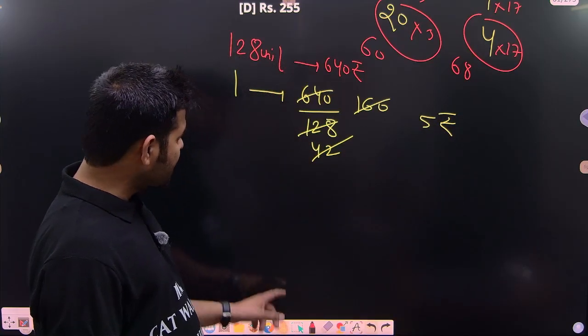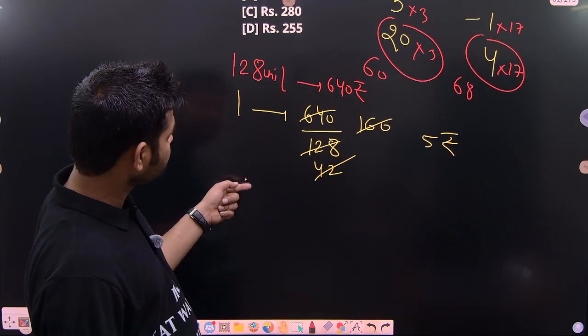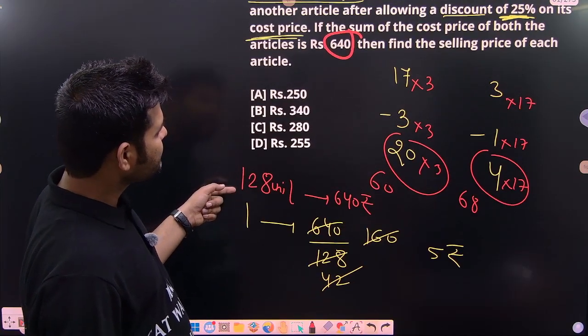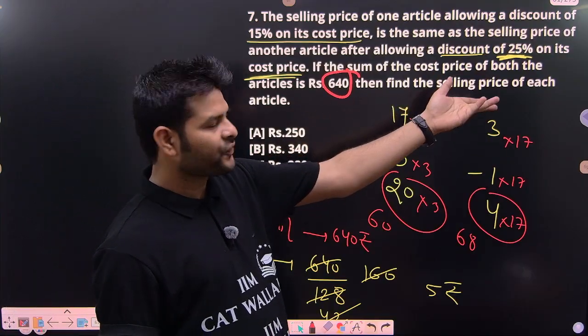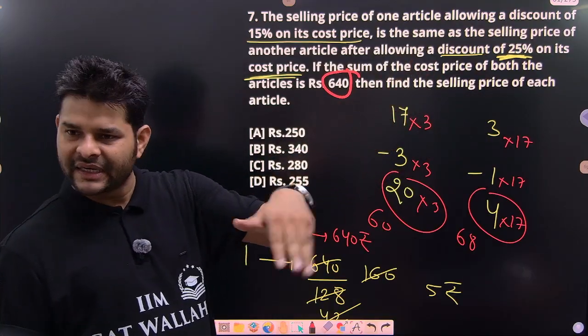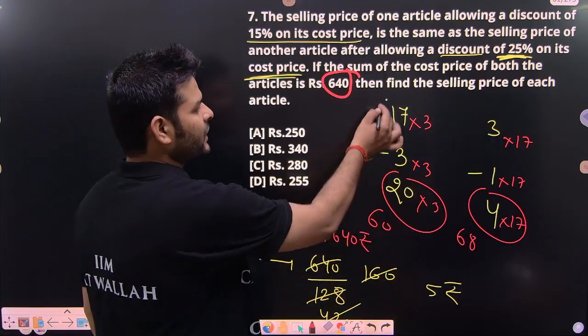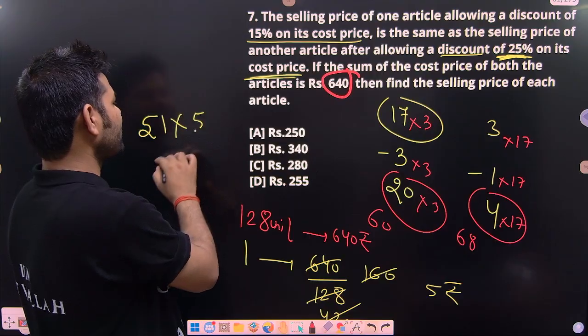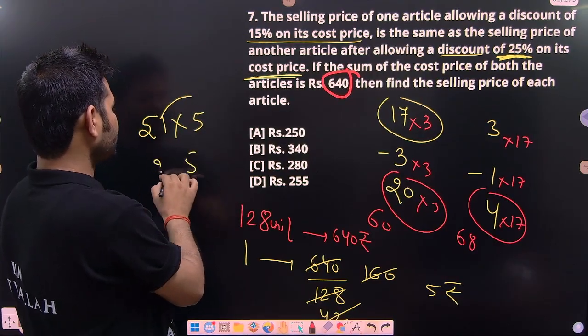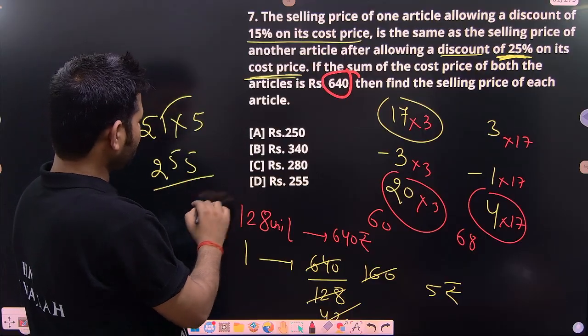And what have we been asked, guys? Find the selling price of each article. Basically the selling price of each article is the same. So selling price means 51 units. If 1 unit is 5, then 51 units would be 255. So that would be your answer.